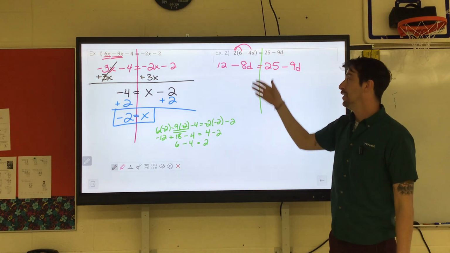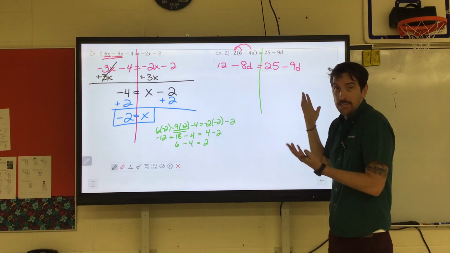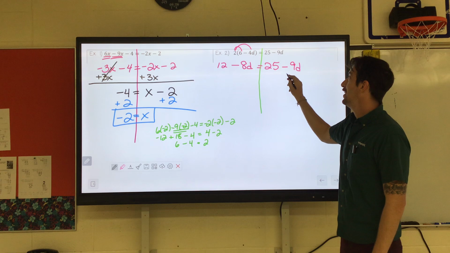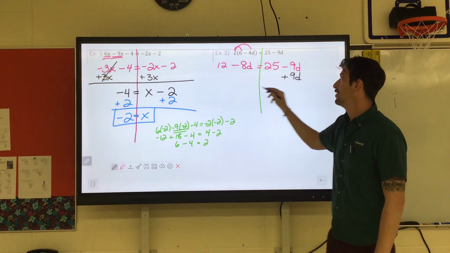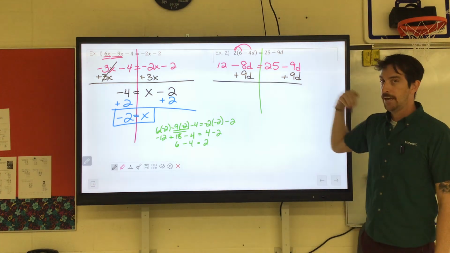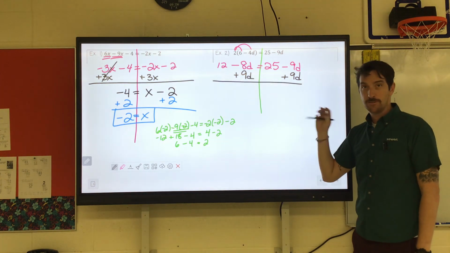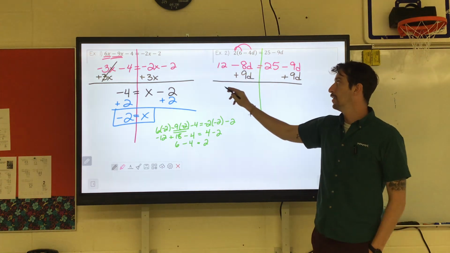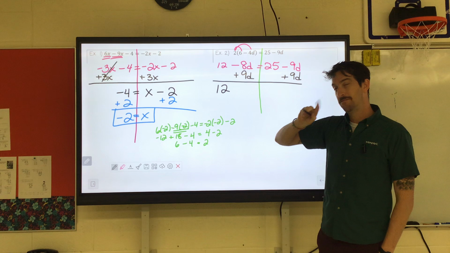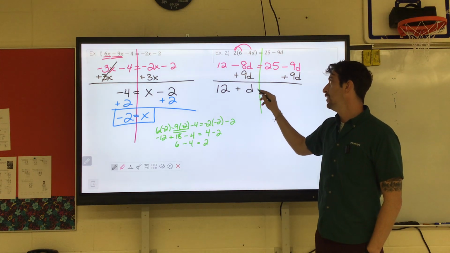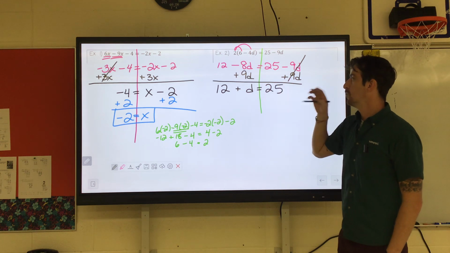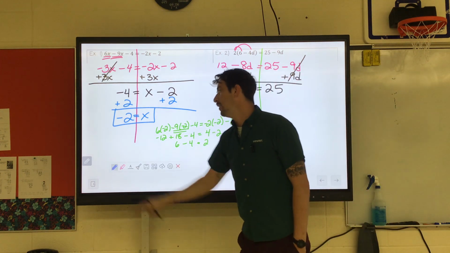What's smaller, negative 8 or negative 9? Negative 9 is smaller. So that's what I would get rid of. I would add 9d to both sides. When you're canceling out a negative, add it. If you're canceling out a positive, subtract it. So left side will bring down our 12. Negative 8d plus 9d is 1d, so plus d equals, over here we just have 25. So 12 plus d equals 25.